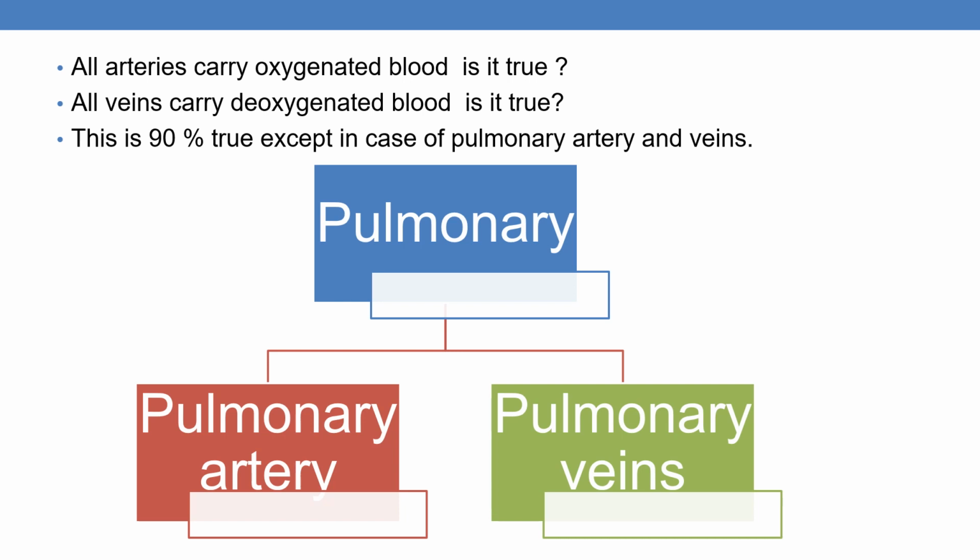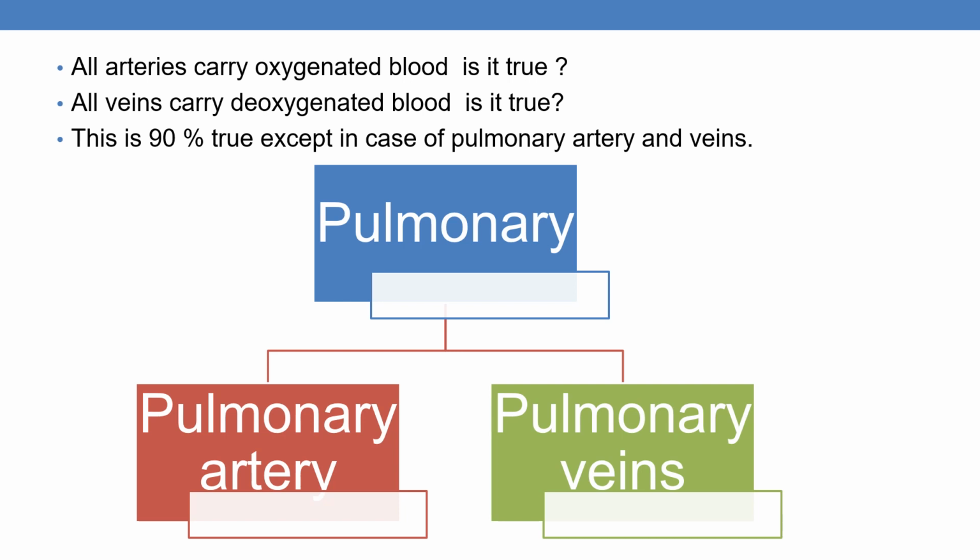I am talking about pulmonary and systemic circulation, not about coronary circulation, because coronary circulation is an entirely different network. Coronary arteries supply blood to the heart. In that case, those arteries supply blood towards the heart. But in general, arteries in pulmonary and systemic circulation carry blood away from the heart, and veins carry blood towards the heart.